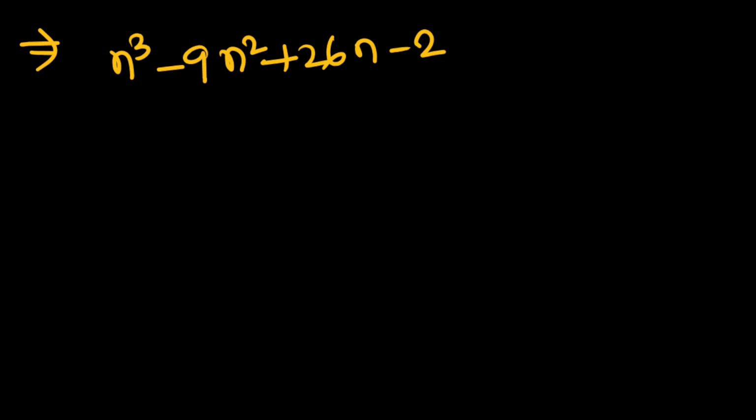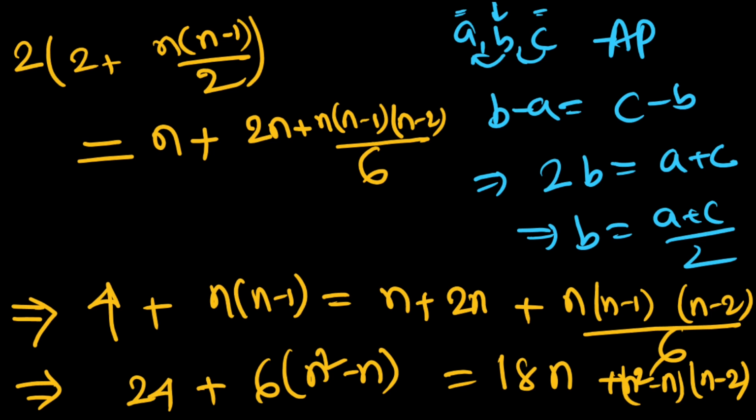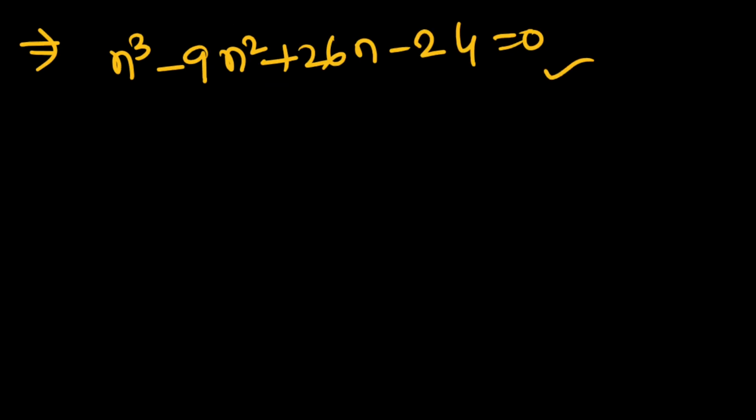equation, then we get a cubic equation of n, that is actually n cube minus 9 n square plus 26 n minus 24 is equal to 0. If we carefully calculate this equation and bring all terms to the left hand side, then we get this equation. Now we solve this equation by hit and trial method.